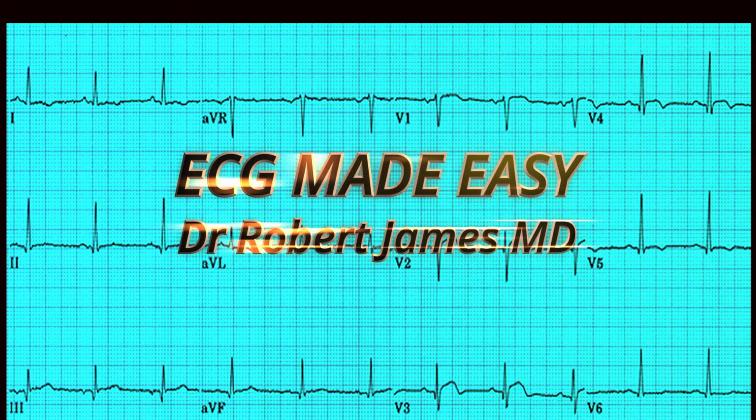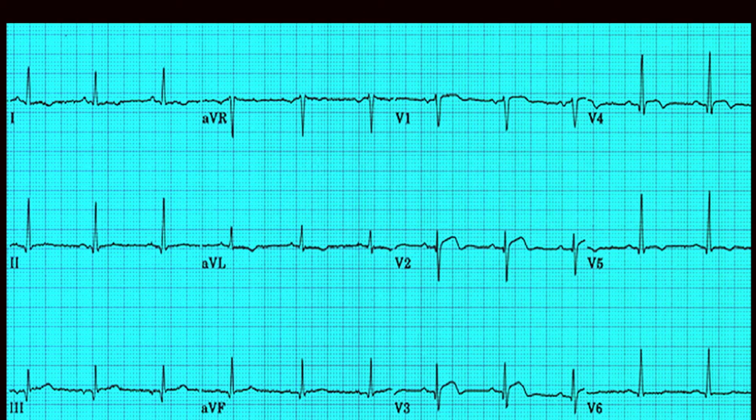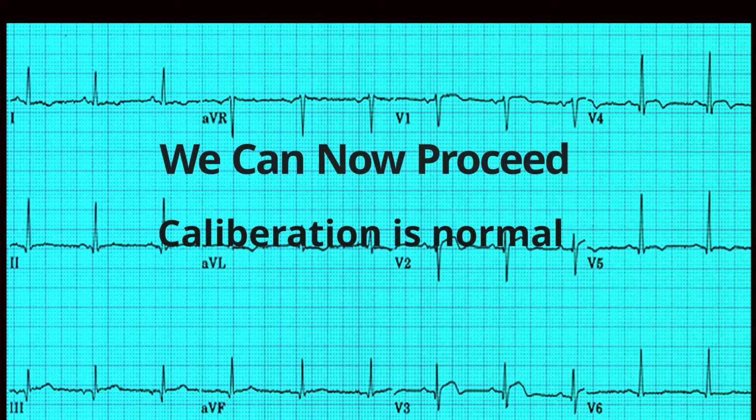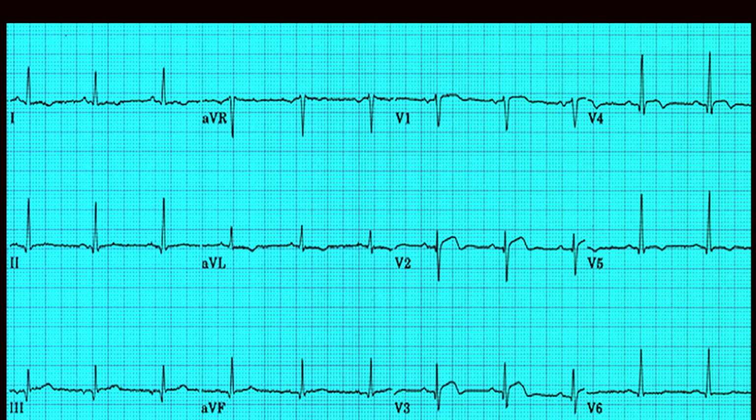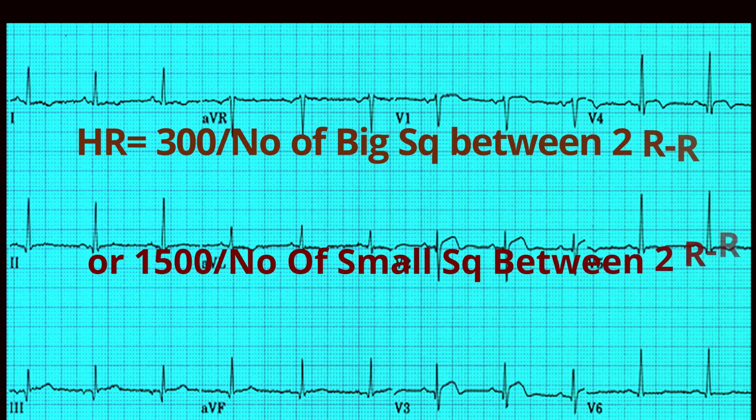Look at the rate, rhythm and axis, and before that always look at the calibration. In this ECG there is no calibration, it's not shown, but we'll just presume the calibration is normal. So first we'll see the heart rate. There are roughly around 4 big squares between 2 RR intervals, so the heart rate is around 75. If you want to be very accurate, you divide 1500 by number of small squares between 2 RR intervals. But on an average, in rough, the heart rate is around 75.